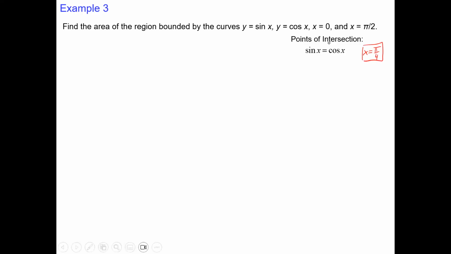Right? But how can we explicitly solve this? I can divide both sides by cosine of x, assuming that cosine is not zero. It's zero at the endpoints, but we're not there. And then sine of x over cosine of x is tangent. Now, tangent for what angle is one? Pi over four. We also have another in the third quadrant, but we may notice we're only in the first quadrant, between zero and pi over two. That means this is, we knew it. This is a nice explicit way.